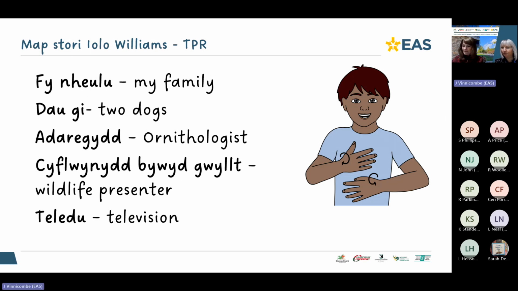Before we look at the story map, let's have a look at some of the new vocabulary that will be introduced to the children. For example, fy nheulu, my family. Dau gi, two dogs. Adaregydd, ornithologist. They're both just as hard to pronounce as well. Cyflwynydd y bywyd gwyllt, wildlife presenter, and teledu, television. A great way to introduce any new vocabulary is to use TPR, total physical response. When pupils are introduced to a new word, they are given specific actions, or pupils choose their own actions.